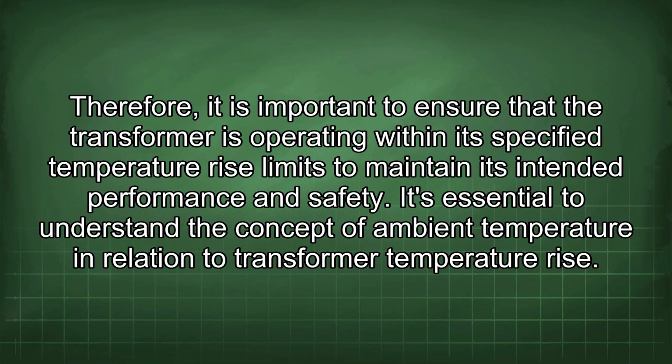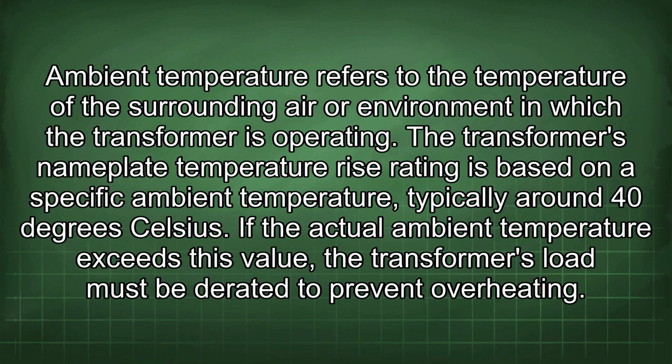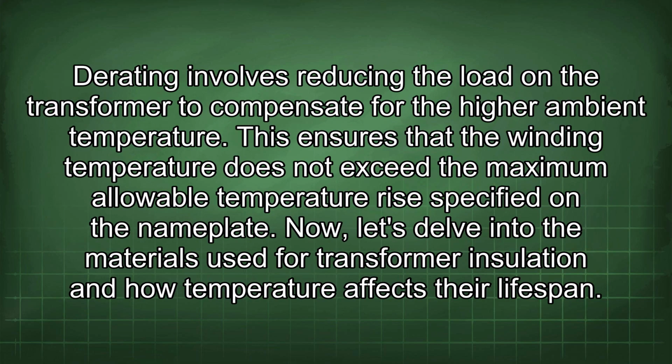It's essential to understand the concept of ambient temperature in relation to transformer temperature rise. Ambient temperature refers to the temperature of the surrounding air or environment in which the transformer is operating. The transformer's nameplate temperature rise rating is based on a specific ambient temperature, typically around 40 degrees Celsius. If the actual ambient temperature exceeds this value, the transformer's load must be derated to prevent overheating. Derating involves reducing the load on the transformer to compensate for the higher ambient temperature. This ensures that the winding temperature does not exceed the maximum allowable temperature rise specified in the nameplate.